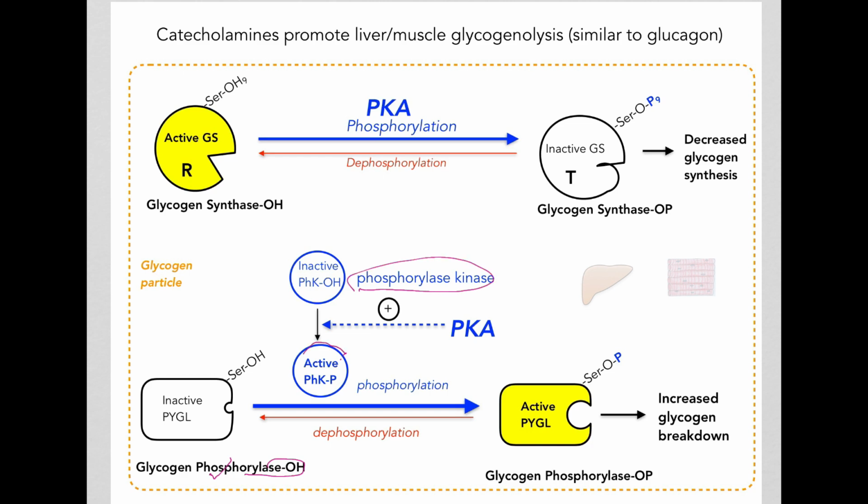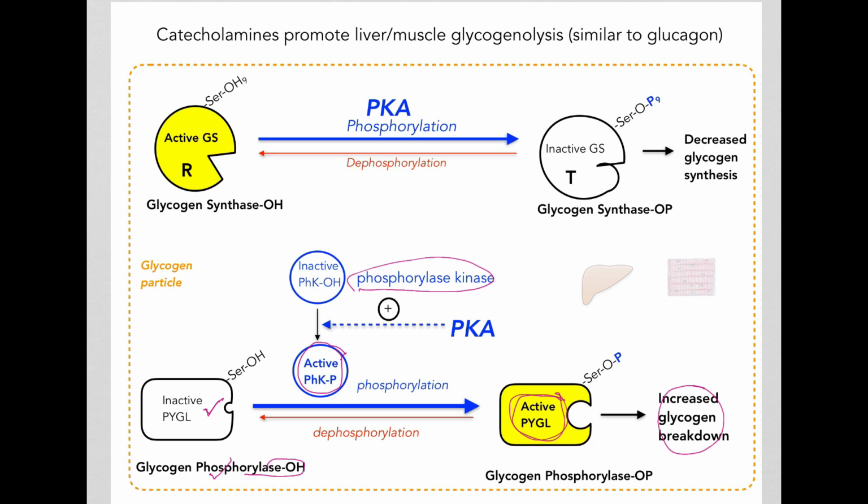So phosphorylase kinase will phosphorylate glycogen phosphorylase from the inactive form into the active form. And once glycogen phosphorylase is active, that will increase glycogen breakdown.